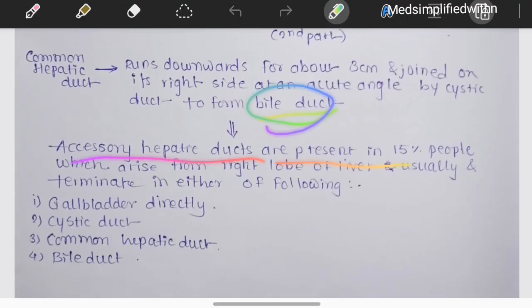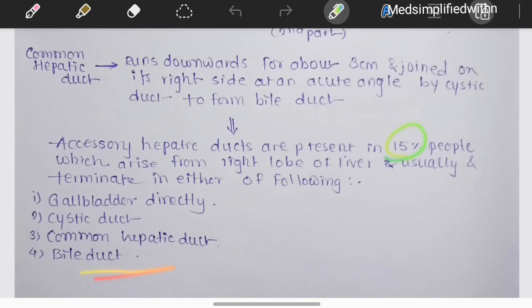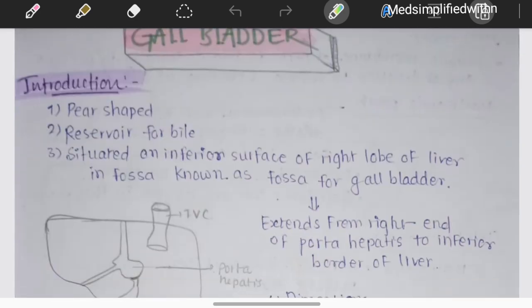Accessory hepatic ducts are present in 15% of people, which usually arise from the right lobe of the liver and terminate in either the gallbladder directly, or the cystic duct, or the common hepatic duct, or the bile duct. In 15% of people, accessory hepatic ducts are present. Here, we will see each part in detail one by one.